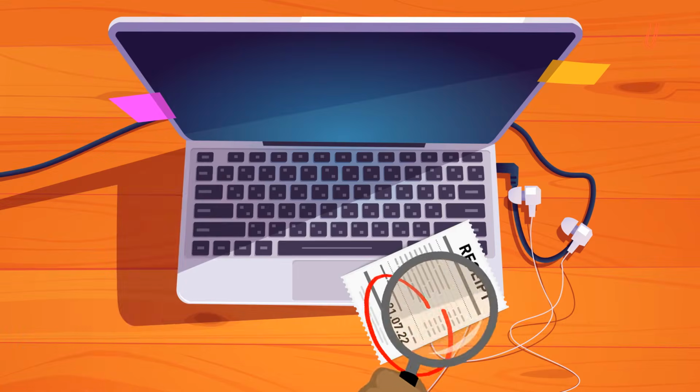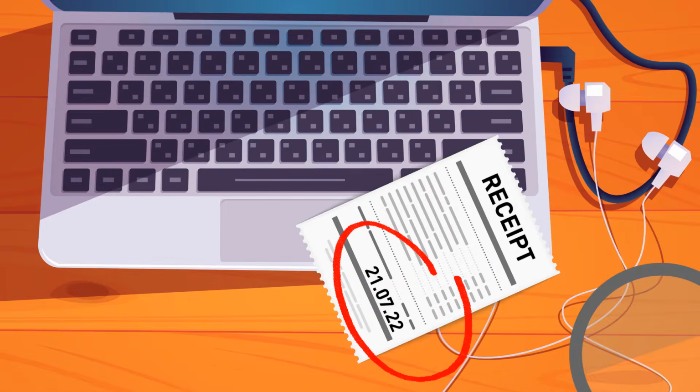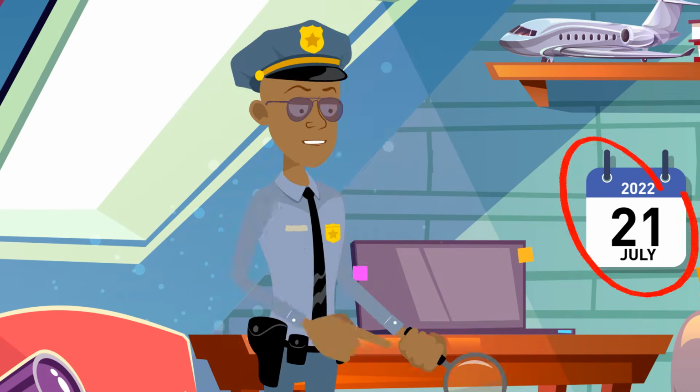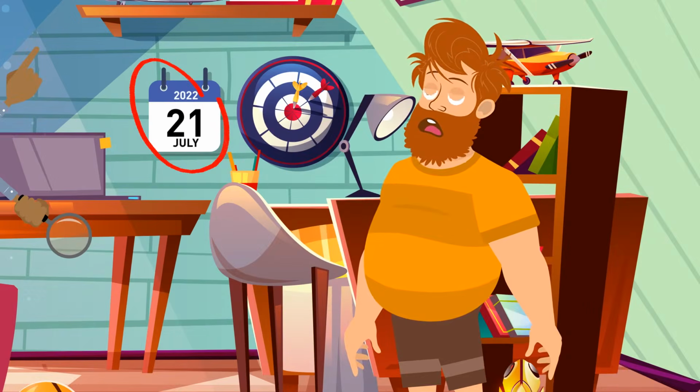Look at the date on the receipt lying on the table. It's the same as the date on the calendar, which means Michael lied about not leaving his house that day.